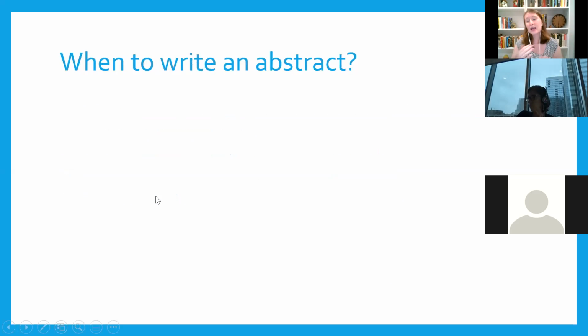Okay, so when in the writing process do you actually write the abstract? For many of you, you're going to be writing it as the very last thing that you write, because you don't know any of your findings until you've done the research. So typically an abstract is the last thing or almost the last thing that you write, because you can't summarize your work until you've written it.